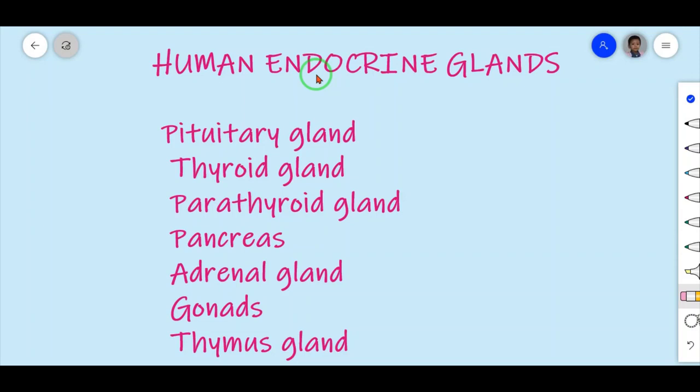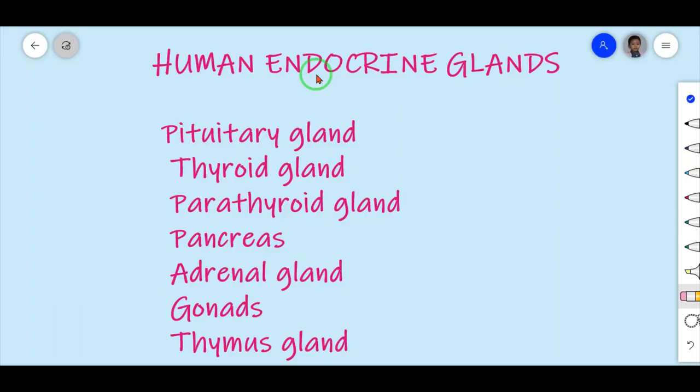Their secretions are called hormones. These glands produce one secretion that is known as hormones, which are produced in very minute quantities. Then one more thing, that is exocrine glands. So what are exocrine glands? Exocrine glands have specific ducts to carry their secretions. Examples are salivary glands, mammary glands and sweat glands. The salivary glands produce saliva, mammary glands produce milk, sweat glands produce sweat.